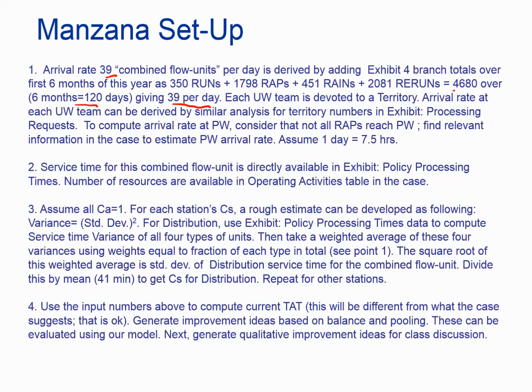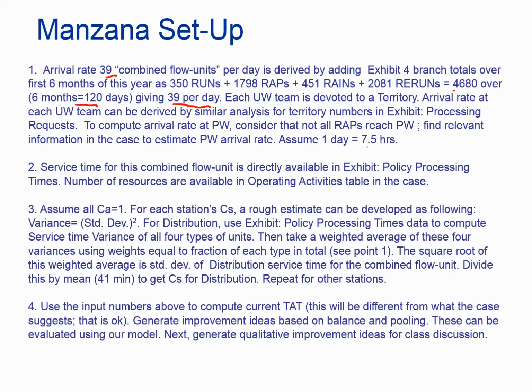Now you could take the same data in the same exhibit and try to determine a similar arrival rate for each of the three regions. And you could also think about the product mix based on these numbers, what fractions of each type are there in each of these units, and hopefully they'll be useful for further analysis.